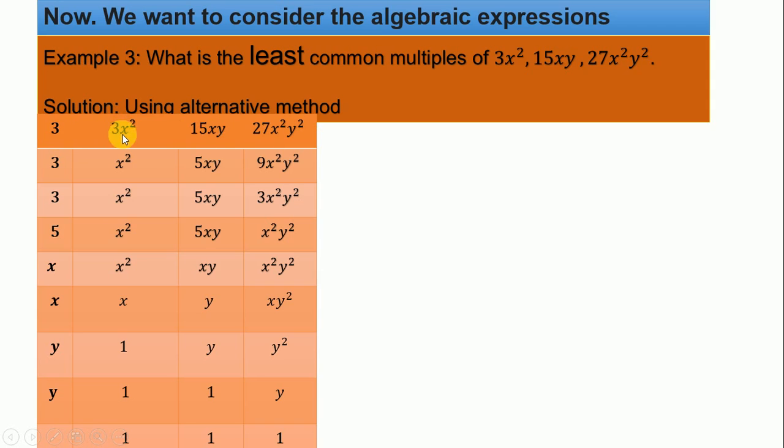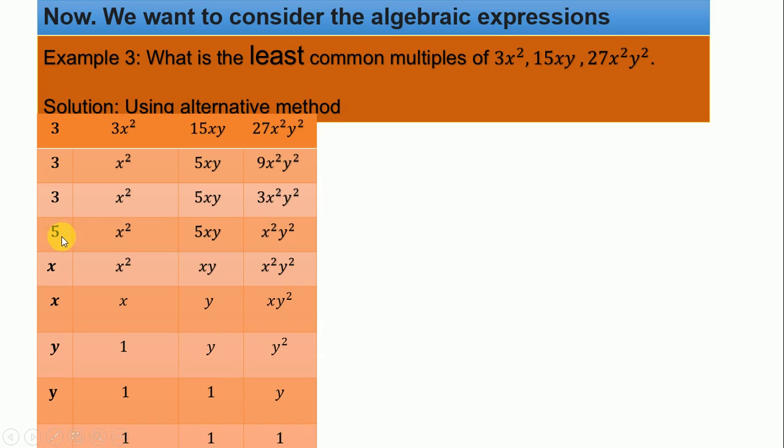So 3 goes in 3x squared, that will be x squared. 3 in 15, that is 5x. 3 in 27, that is 9x squared y squared. So 3 goes in x squared, no, you rewrite x squared. 3 goes in 5xy, no, you write 5xy. 3 goes in 9, it gives 3x squared y squared. You move further, since 3 can still go here, you repeat 3. 3 in x squared, you write x squared. 3 in 5xy, you write 5xy. 3 goes here, 1, so that is why you have x squared y squared. It's still a coefficient of x squared y squared.